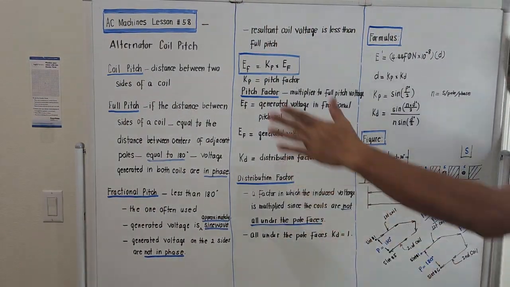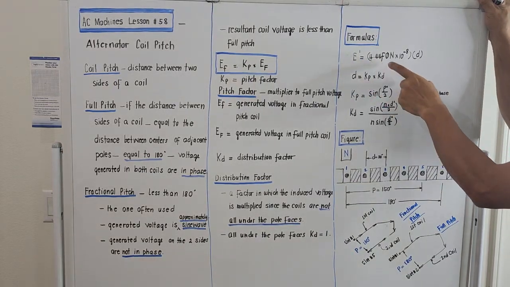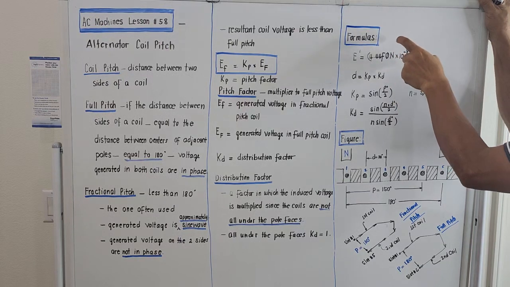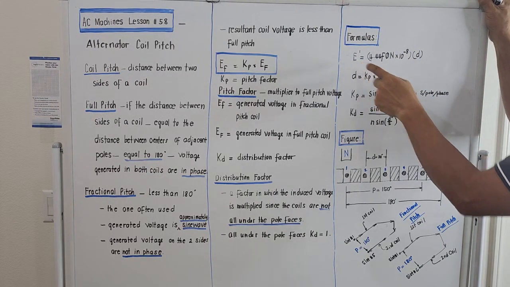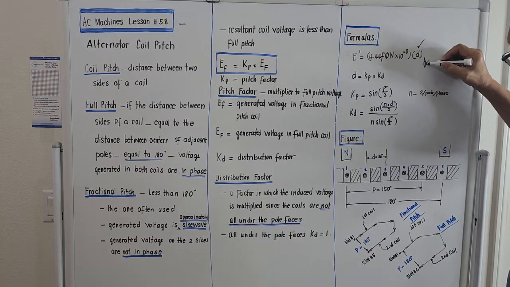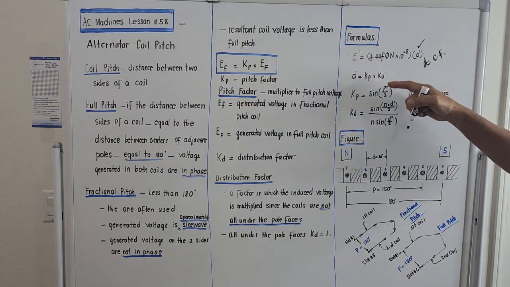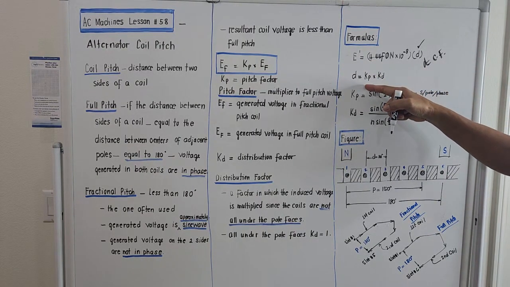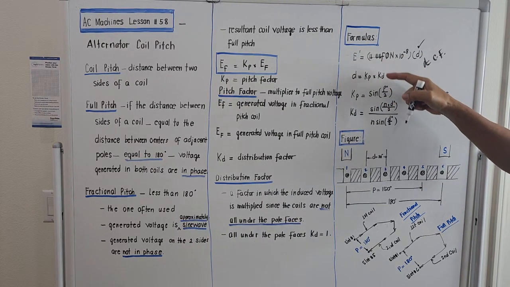Before I discuss the concept, the corrected voltage is 4.44, the product of frequency and the RPM of the alternator, times 10 to the minus 8. This is corrected, right? This is multiplied by small letter d, which is the so-called correction factor. The correction factor is the product of capital K with subscript P, meaning the pitch factor, multiplied by capital K with subscript d, meaning the distribution factor.